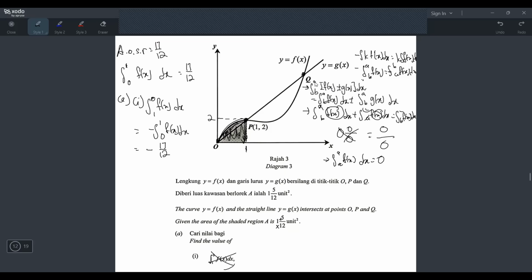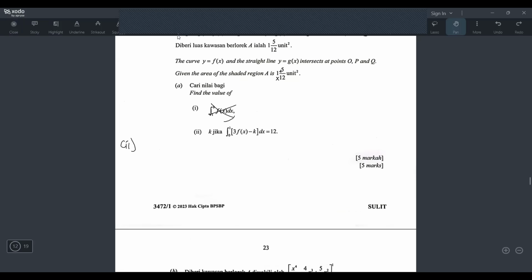And the numbers also have to be the same. AB, AB, here also AB, right? So let's apply this property to solve this question. What happens when you separate this? There are 2 terms here. So it becomes integrate 10 to 3 f(x) dx.